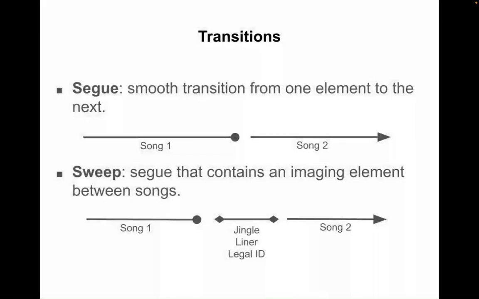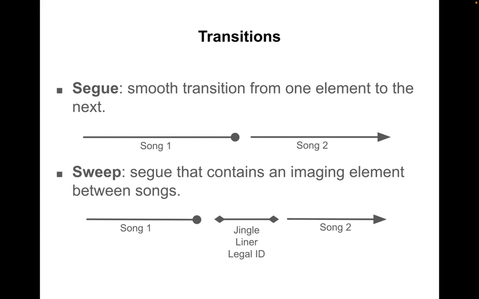Here are a couple of simple examples of transitions between songs. The first is called a segue, a smooth, tight transition from one element to the next. Song 1 ends and song 2 begins with no dead air in between.